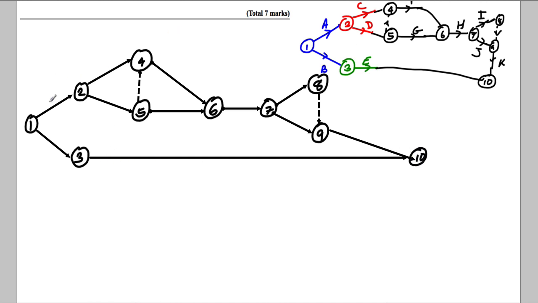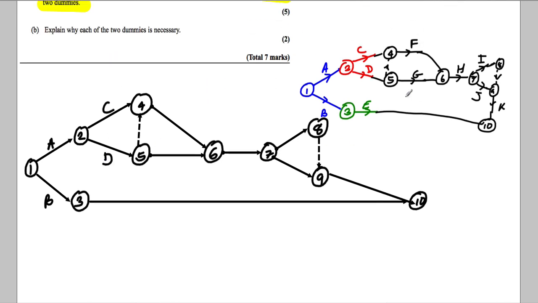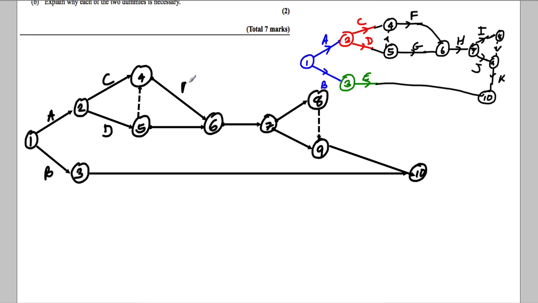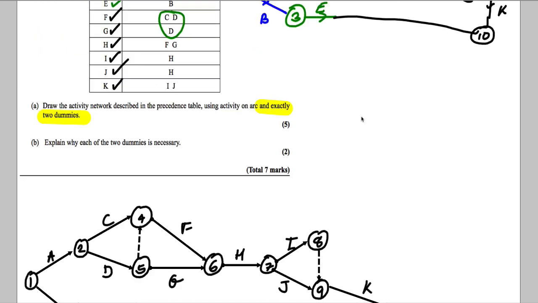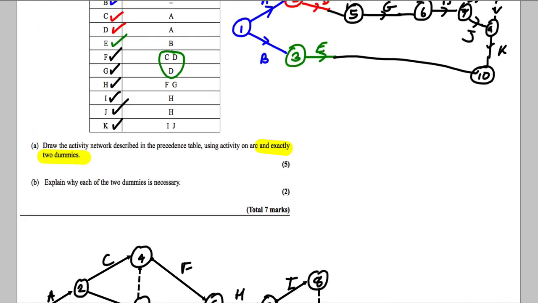Okay, so it's important we put them in. So that was A, that was B, that was C, that was D. This was, I think, F and G. So that was F and that was G, that was H, that was I, that was J, and that was K. And we're done there. So I've drawn it nice and neatly for you to get full marks there in the exam. Okay, so we've got the 5 marks there.